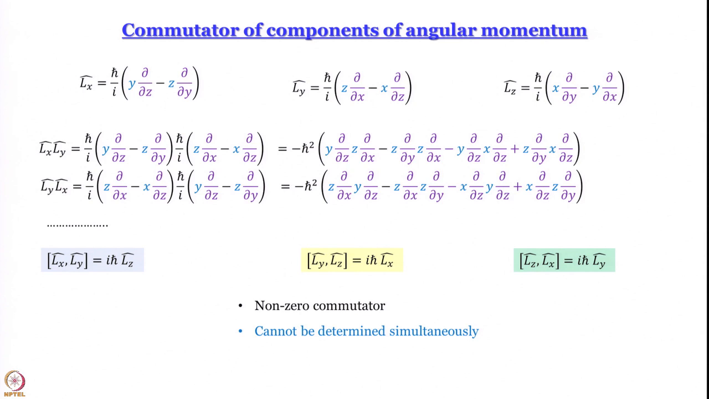So, a corollary to the corollary question that can arise is, okay, we understand that you can determine total angular momentum and z component of angular momentum simultaneously. We also understand that you cannot determine x component of angular momentum and z component of angular momentum simultaneously. But can we determine L square and Lx simultaneously? Can we determine L square and Lz simultaneously? The answer is yes, we can. L square and Lx actually commute, L square and Ly actually commute. Lx and Ly do not commute with each other, Ly and Lz do not commute with each other.